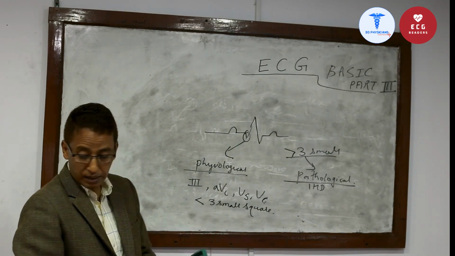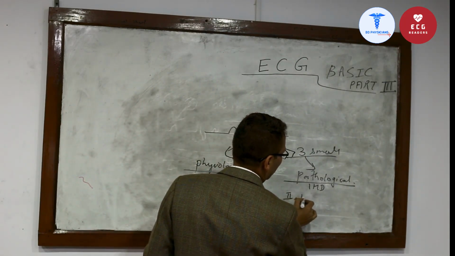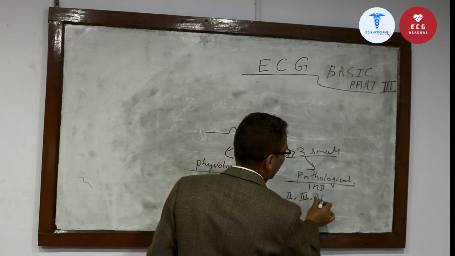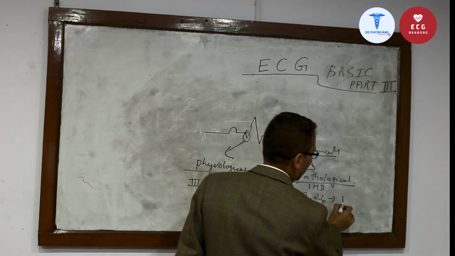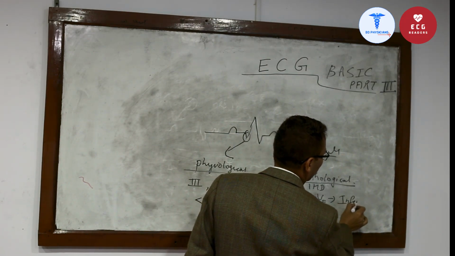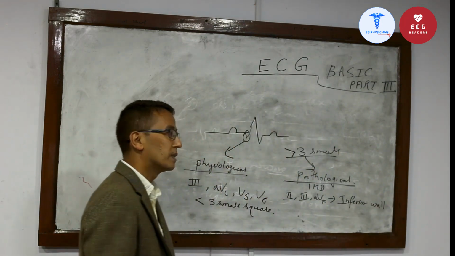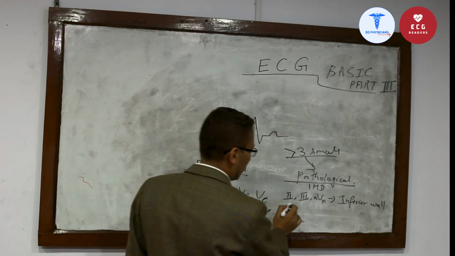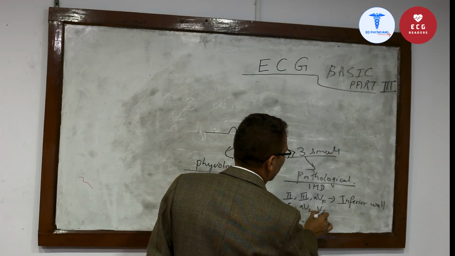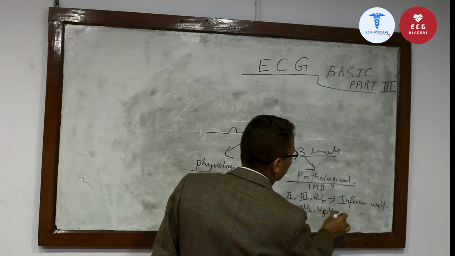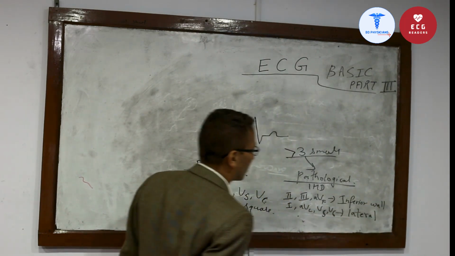In myocardial infarction, if the Q wave is seen inferiorly in 2, 3 and AVF, it suggests inferior wall myocardial infarction. And if it occurs in 1, AVL, V5 and V6, that is lateral wall MI.